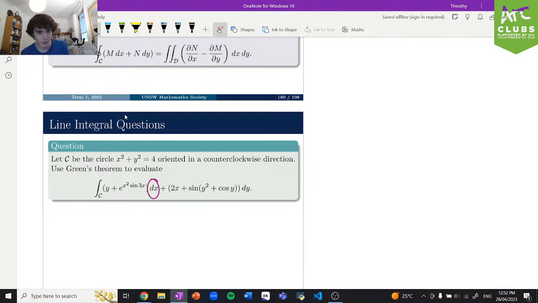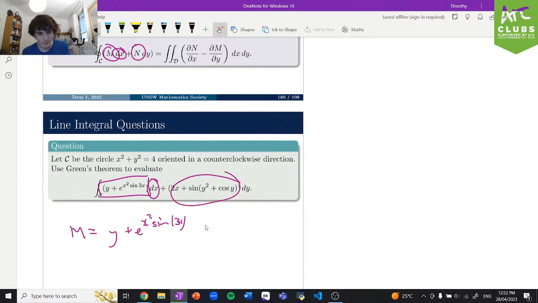So first of all, you look at the thing that's attached to dx. In this case, it's this section here. So we can call m as y plus e to the x squared sine of 3x. Look, I may have gone a little bit overboard writing this question. And then we call n this little component here. So n is equal to 2x plus sine of y squared cos plus cos of y.